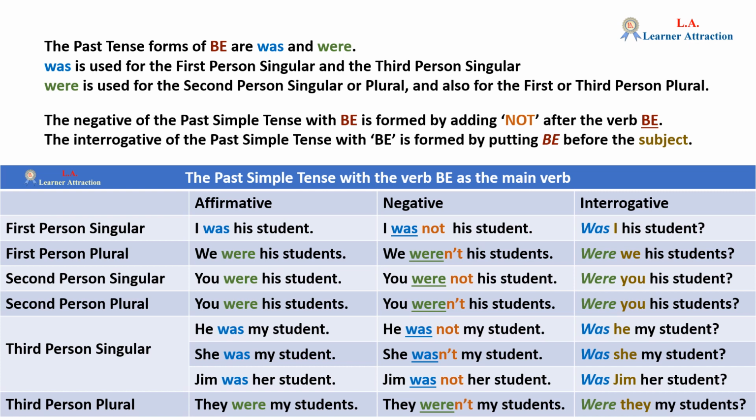Were you his students? Third person singular. He was my student. He was not my student. Was he my student? She was my student. She wasn't my student. Was she my student? Jim was her student. Jim was not her student. Was Jim her student? Third person plural. They were my students. They weren't my students. Were they my students?